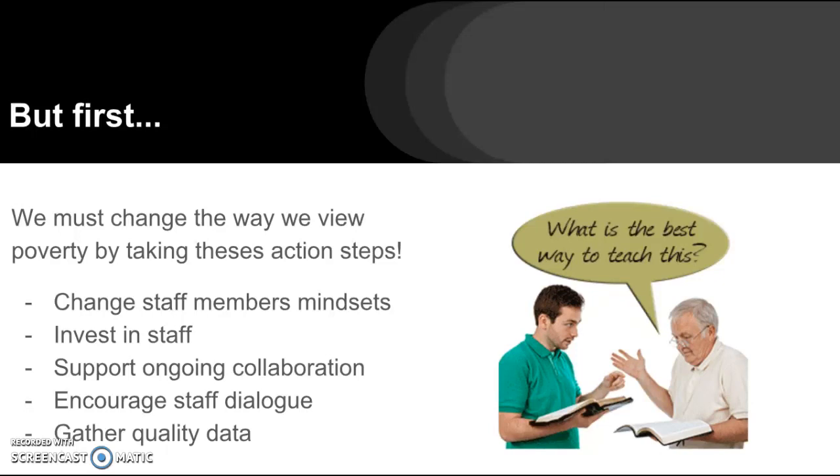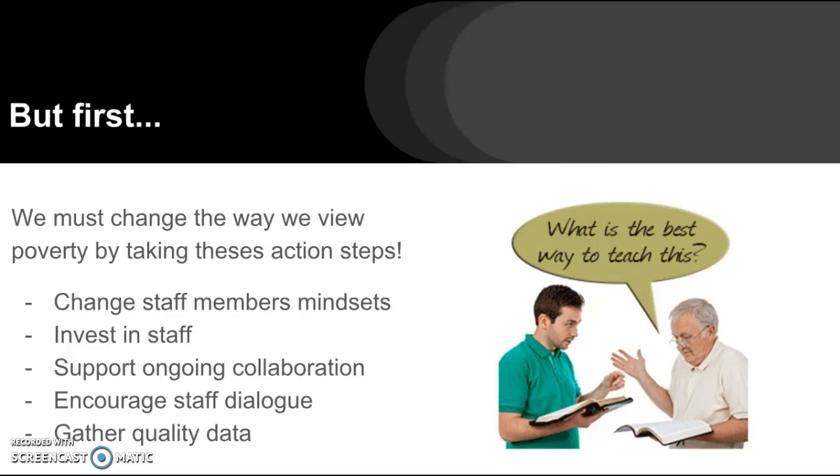Another action step Jensen suggests is to invest in staff. He says to make students the number one priority, we must first make staff feel included, supported, challenged, and nurtured. They have to feel number one as well.